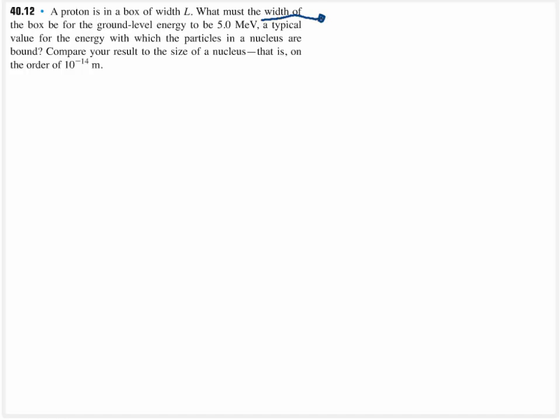We talked about electrons, we can always talk about protons, and we're going to have some energy given to us in MeV for this proton. It has a width of L, and we need to convert this guy to joules, so this is going to be 8 times 10 to the negative 13th joules. Should be good at doing those conversions right now. And what we're going to do is find what the box must be for that to be the ground level energy, and so this is going to be E1.